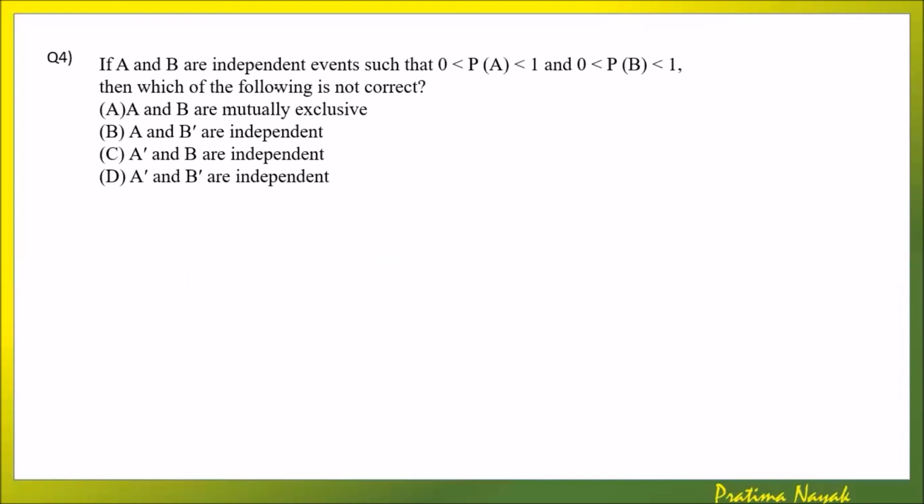Question number 4. A and B are independent events. P(A) is greater than 0, less than 1. P(B) is also greater than 0, less than 1. Which is not correct? When they are independent, are they mutually exclusive? No. So A and B are not mutually exclusive. If they are mutually exclusive, this is not correct.